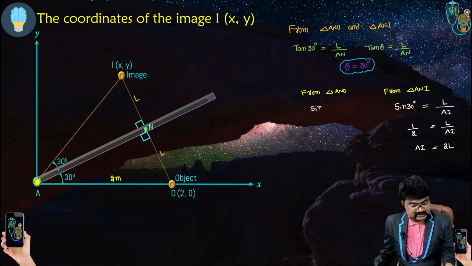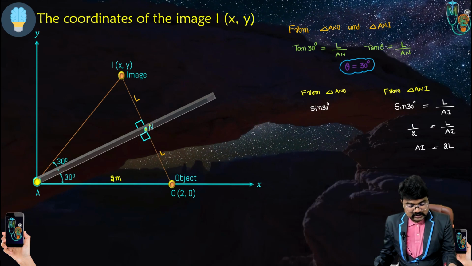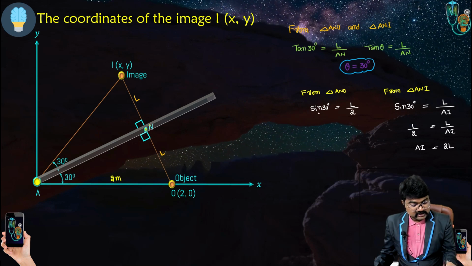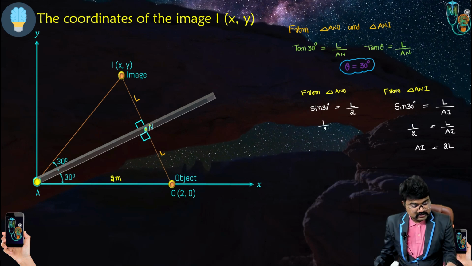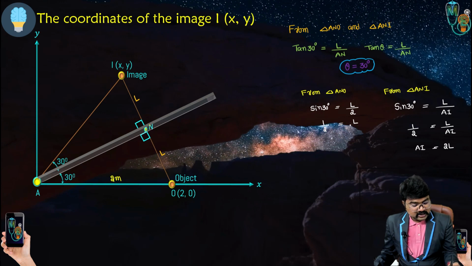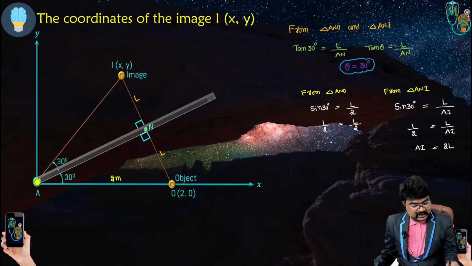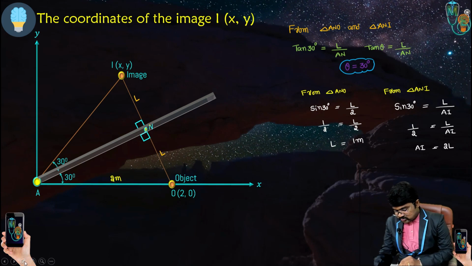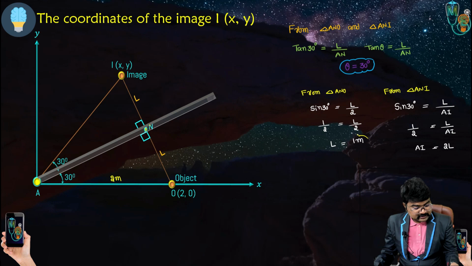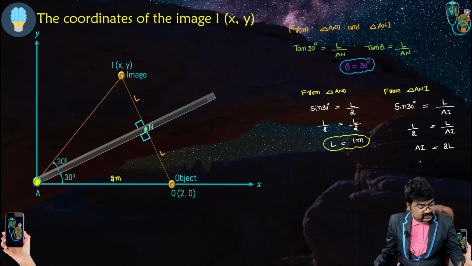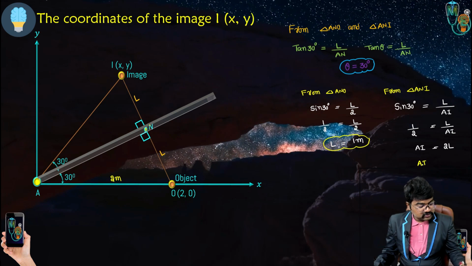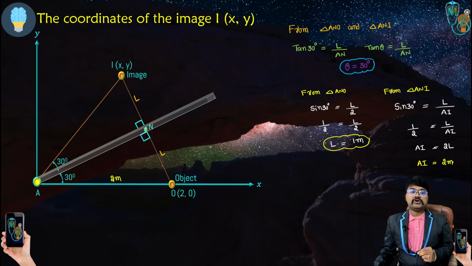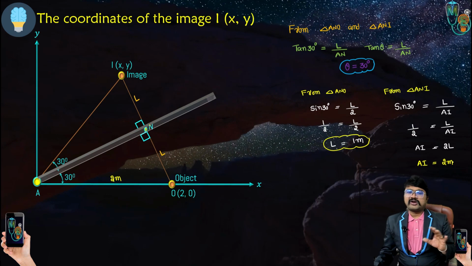What is sine 30? Equal to L by 2. So here 1 by 2 equals L by 2, so L equals 1 meter. Therefore AI equals 2 meter. This much story is not required.